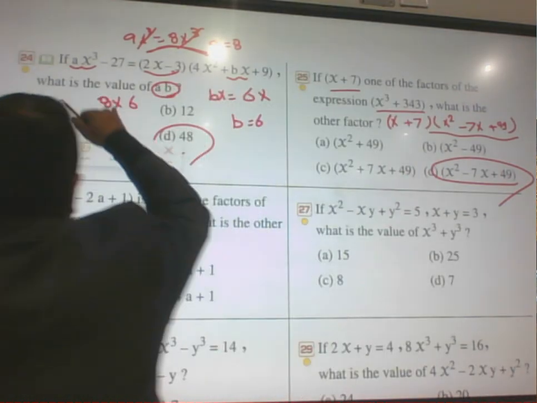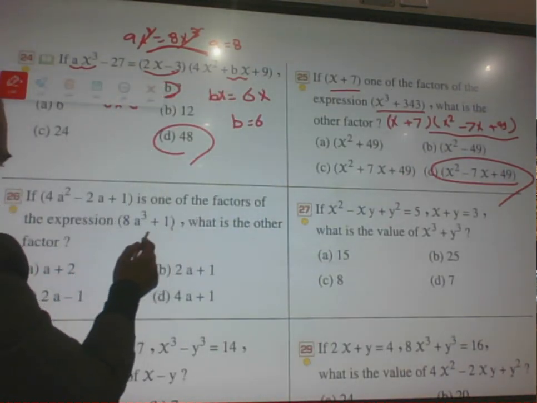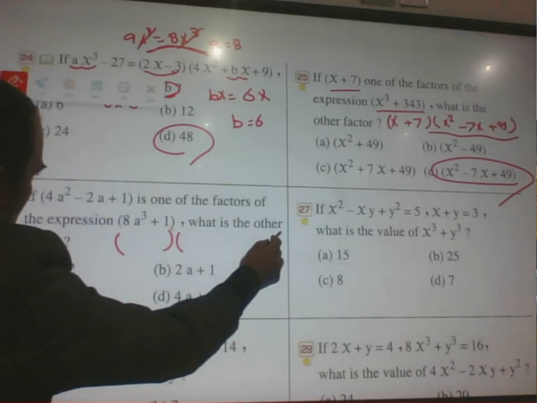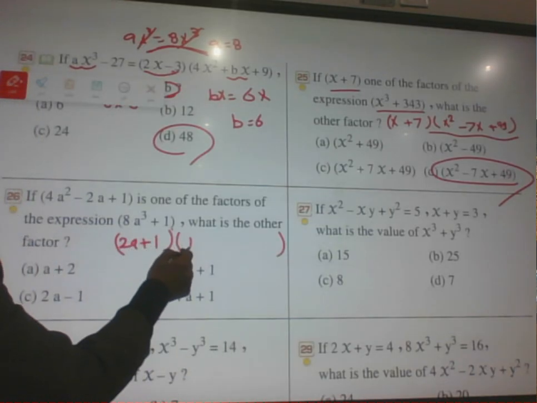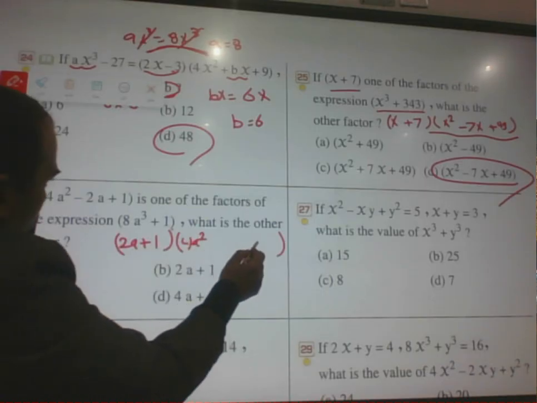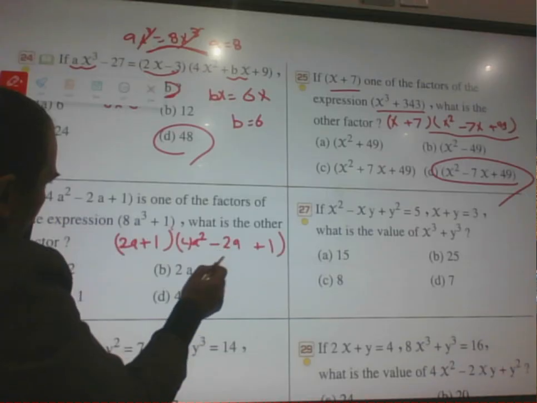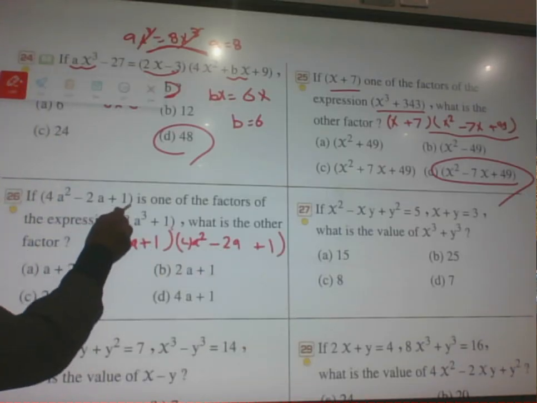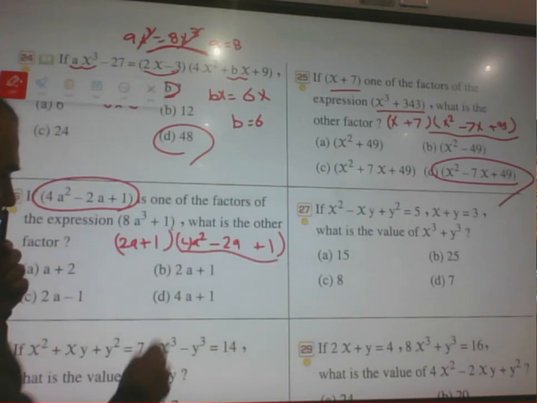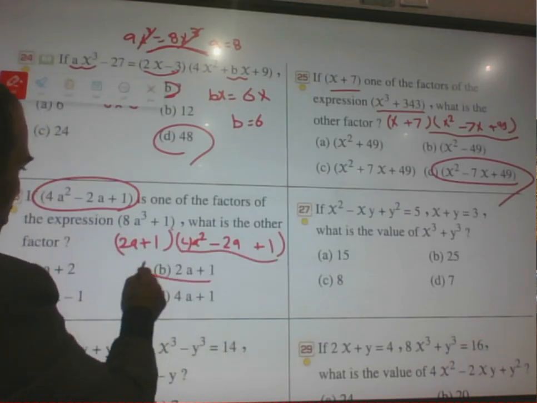Now this question. 4a² − 2a + 1 is a factor of this expression. We can find the answer. Take the cube root of the first term, which is 2a, and the cube root of the second term. First squared is 4a², and second squared is 1. And for the middle, multiply the first and second and change the sign, right? Negative 2a. Then the other factorization, he gives me the big brackets, so the small brackets will be 2a + 1.